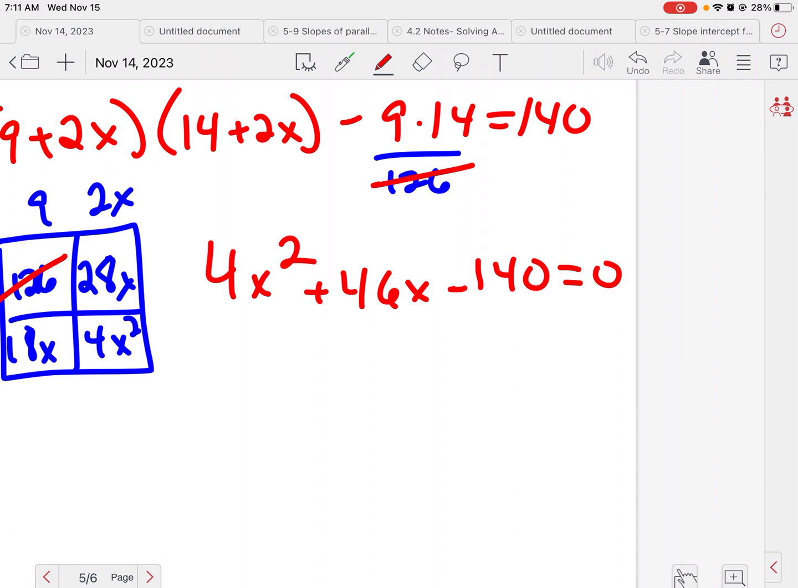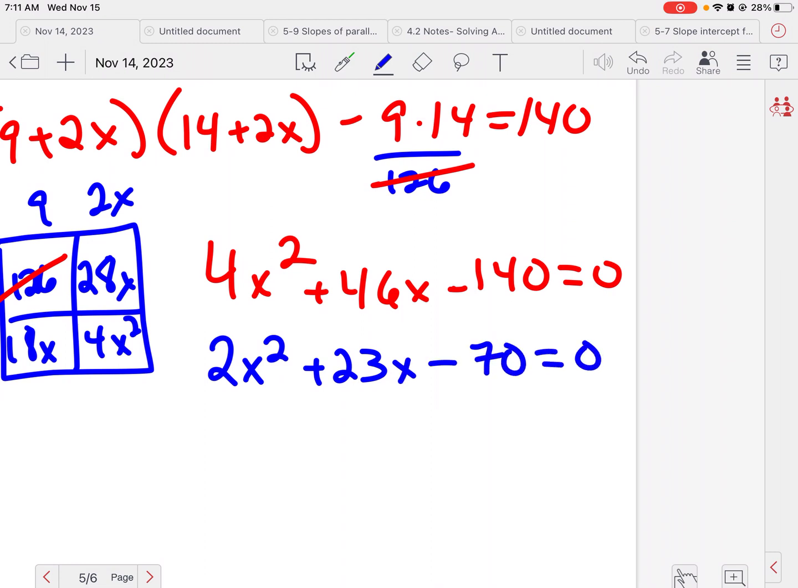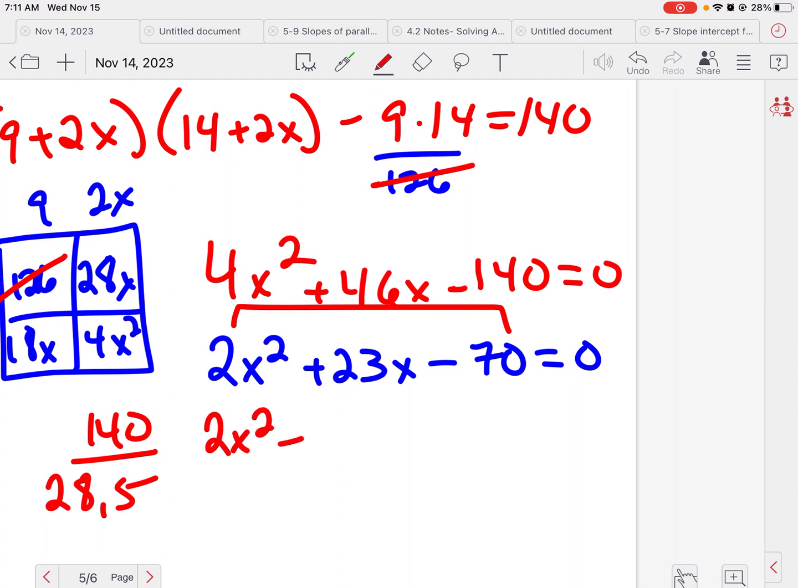So I'm going to divide everything by 2 just to give myself a little bit of extra wiggle room. Because it's equal to 0, I can do that, because 0 divided by 2 is still 0. I can multiply this 2 back, so that gives me 140. Factors of 140 that add or subtract to be 23 are 28 and 5. So we're going to have 2x squared plus 28x minus 5x minus 70 equals 0.